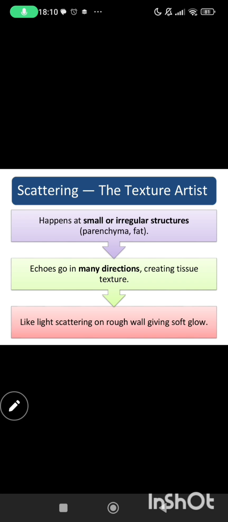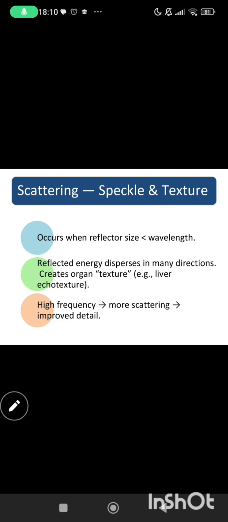So that's why the liver looks grainy and the thyroid looks speckled. The texture of the organ we see is mainly due to scattering, because echoes go in many directions. Scattering happens when the reflector size is smaller than the wavelength of the sound.